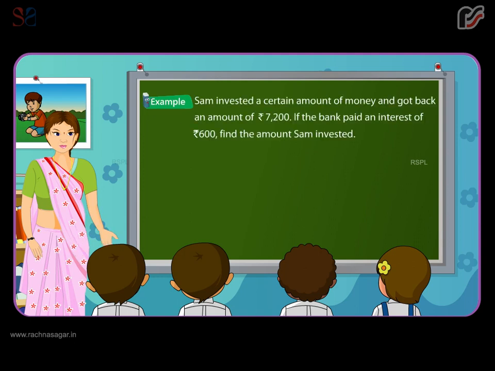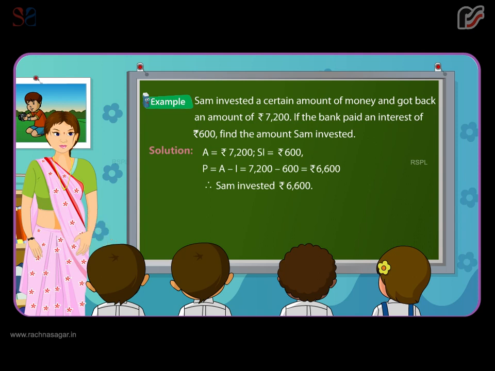Example: Sam invested a certain amount of money and got back an amount of 7,200 rupees. If the bank paid an interest of 600 rupees, find the amount Sam invested. Solution: A is equal to 7,200 rupees. SI is equal to 600 rupees. P is equal to A minus I is equal to 7,200 minus 600 is equal to 6,600 rupees. Therefore, Sam invested 6,600 rupees.